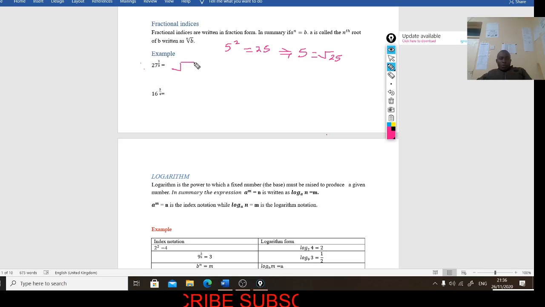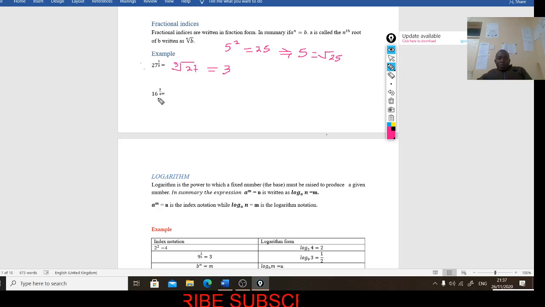27 to the power of a third is the same as finding the cube root of 27. And the cube root of 27 we know is 3. That is, 3 times 3 times 3 gives you 27. The cube root of 27 is 3.